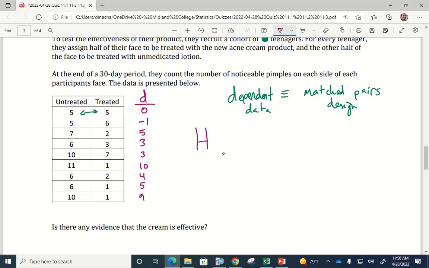And my alternative hypothesis, my claim here, is that the untreated side of their face should have more acne pimples than the treated side of their face if our product is effective. And the way I've calculated my difference as untreated minus treated, that means my alternative hypothesis is that this difference is greater than 0. And specifically, I mean the population mean of that difference is greater than 0.